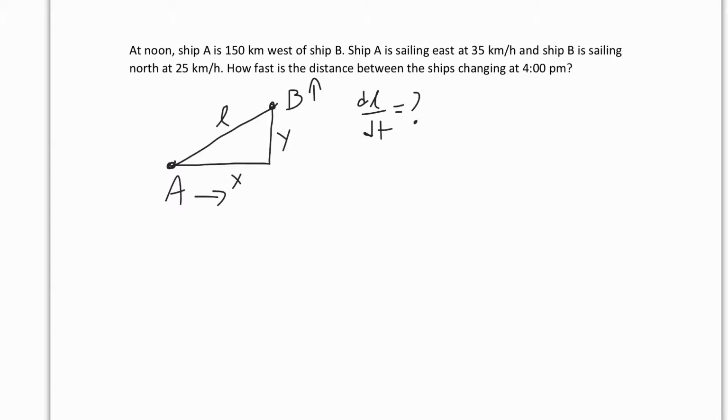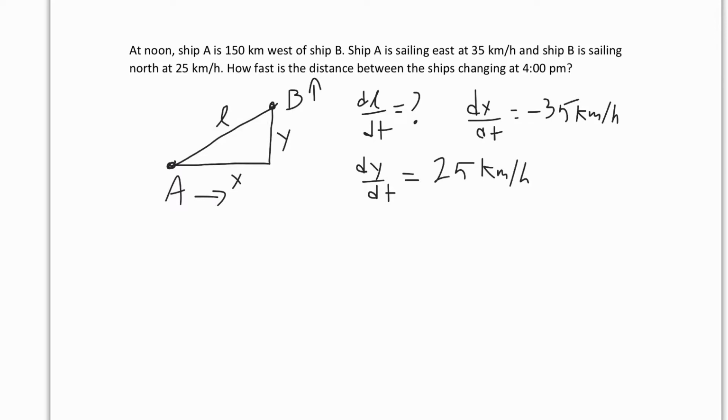Now, what do we know? Well, ship A is traveling east at 35 kilometers per hour. What that means is over time, x is going to get smaller and smaller, which means that dx/dt is actually negative 35 kilometers per hour, because in the diagram, x is going to shrink as A moves to the right, to the east. On the other hand, dy/dt, which is ship B's speed, is going to be increasing. So positive 25 kilometers per hour.